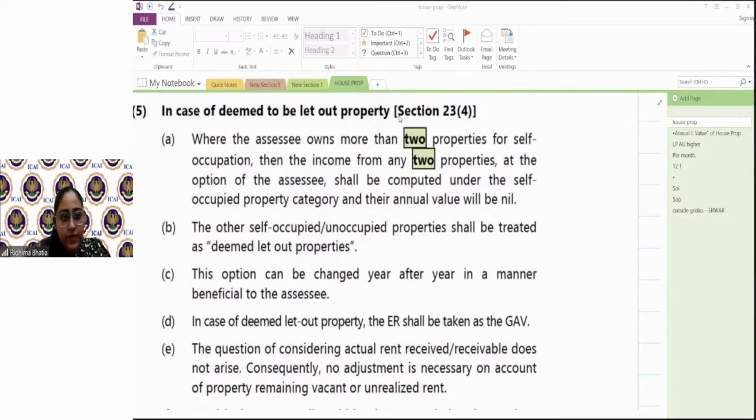Illustration 5, one second. Illustration 5, today we will cover the scenario. Then only you will be able to solve illustration 5, let out property vacant for part of the year.